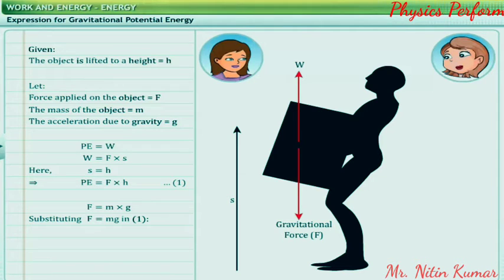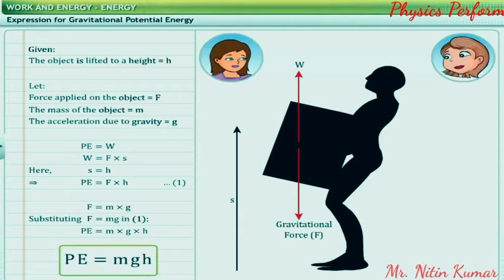The weight of an object is equal to the product of the mass of the object and the acceleration due to gravity. Hence, gravitational potential energy of an object is the product of its mass, its acceleration due to gravity, and the height through which it is raised.